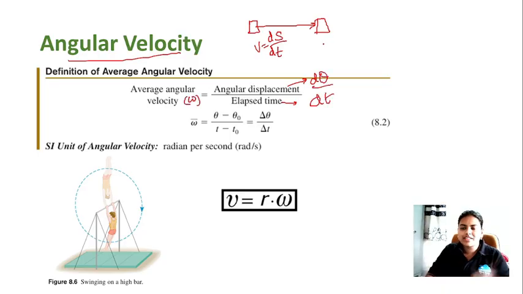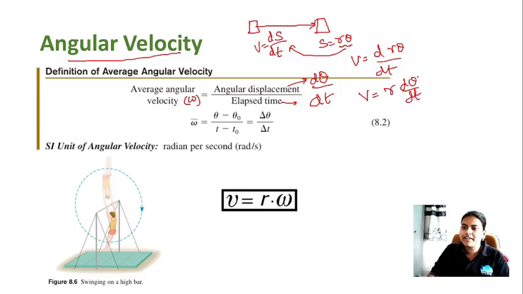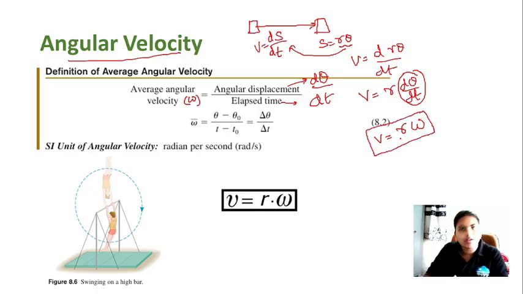From the previous slide we have seen s is equal to r theta. I just substitute this in this term. So v is equal to d(r theta) upon dt. Here r, the radius, is not changing with time, only theta is changing with time. So I can write v is equal to r d theta upon dt, and this is your omega. So a new term I got, v is equal to r omega. So linear velocity is equal to r times the angular velocity.